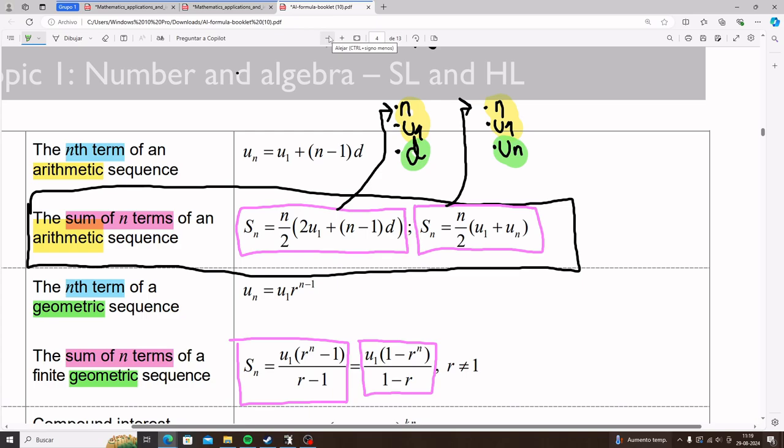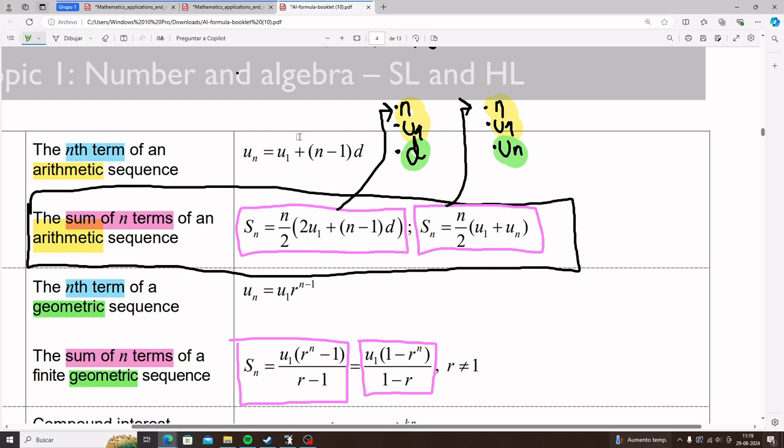Get familiar with the formula booklet. That's my main message that I'm going to give you in every single one of my videos, because it is absolutely important and essential for you to do well in this exam. So you have these two formulas. Clearly you got to use one or the other.